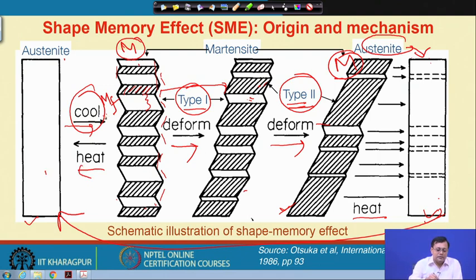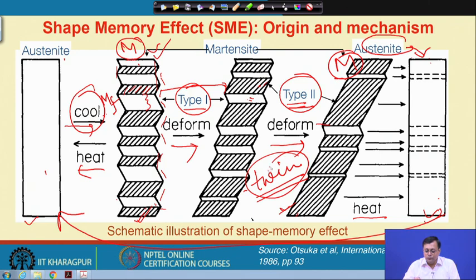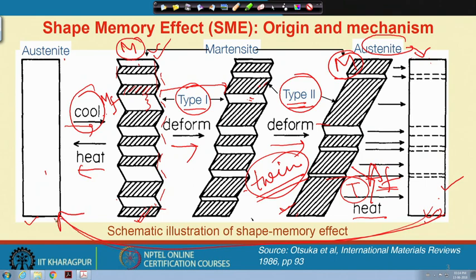However, after this cooling that produces the martensite, we can deform the martensite by only one mechanism, that is, twinning should be involved in this whole deformation process, and this twin will again vanish when we heat above austenite finish temperature. So, we have provided heat, or we have increased the temperature above austenite finish temperature. Above austenite finish, we know that all the martensite will be transformed into austenite. So, this austenite has the same shape.